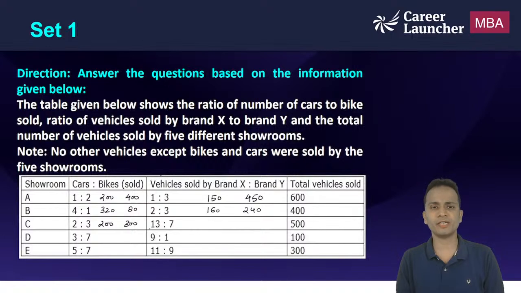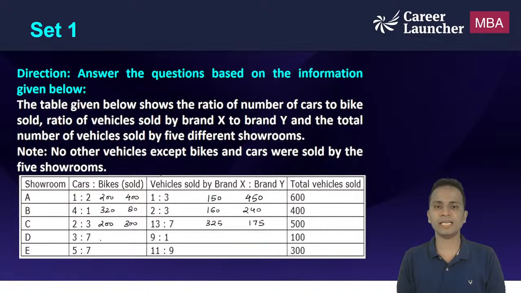So 500 divided by 13 plus 7. 13 plus 7 कितना होता है? 20. So 500 divided by 20 is 25. So brand X will be 25 multiplied by 13 and brand Y will be 25 multiplied by 7. Okay, so this is 325 and 175 respectively.